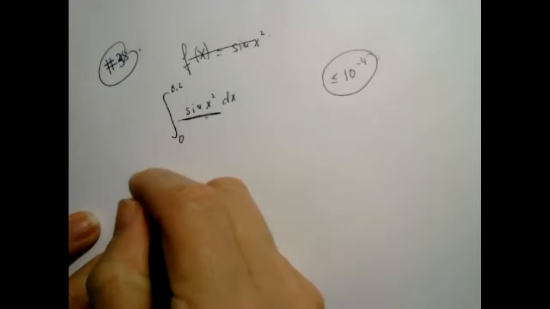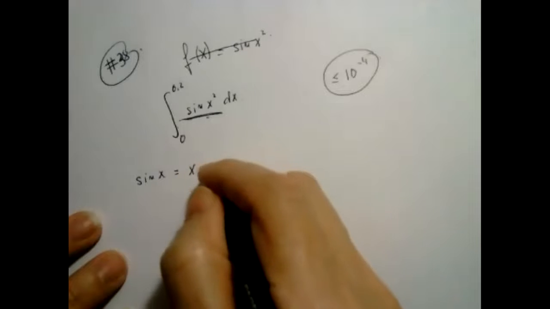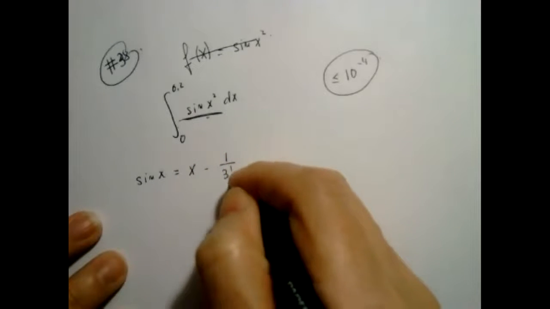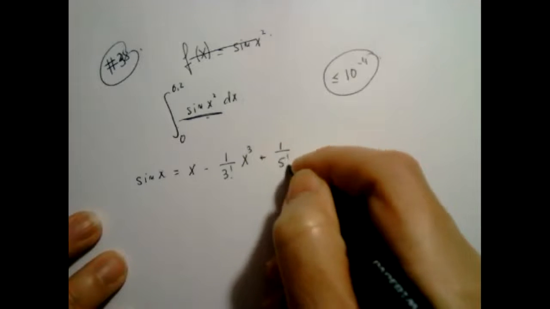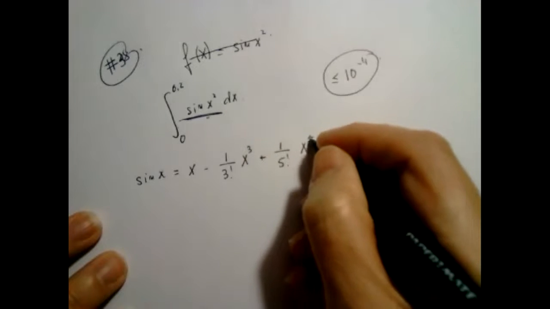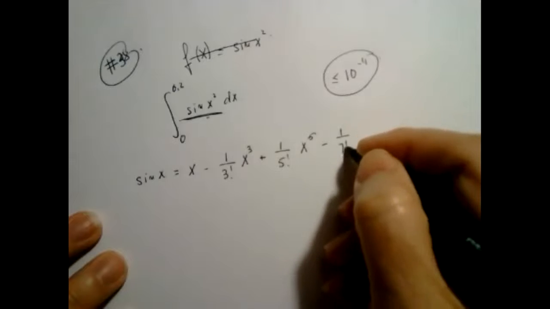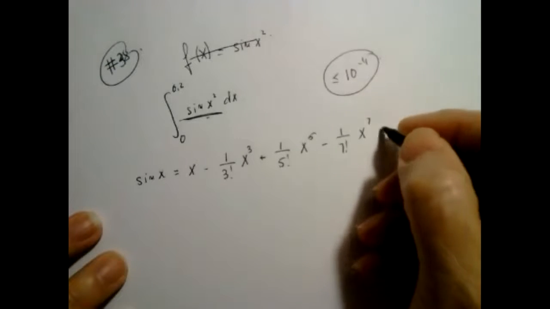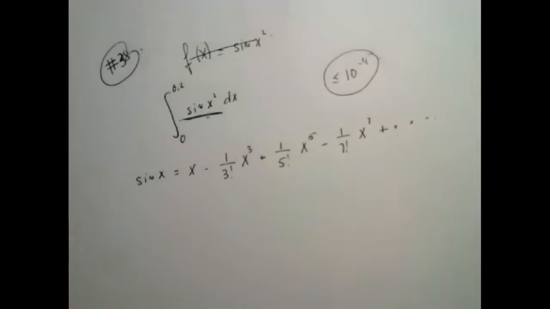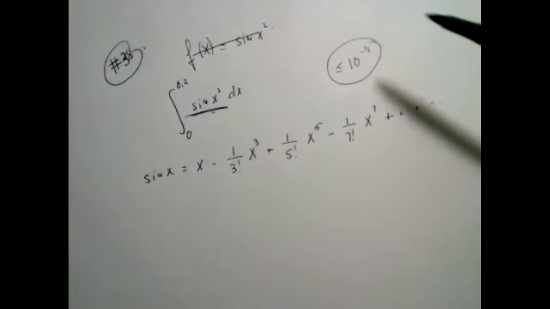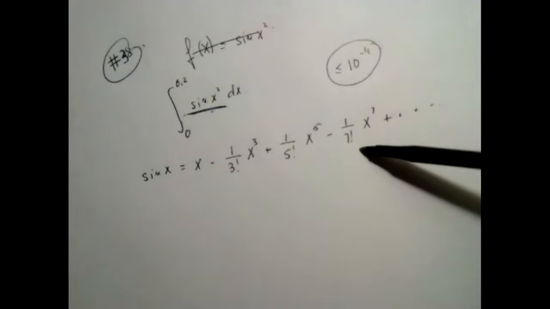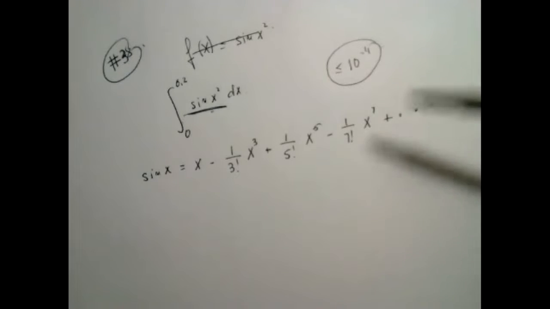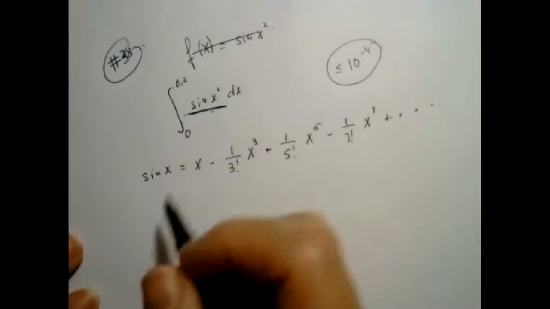So we don't know sine x squared, but we know sine x. So sine x is x minus 1 over 3 factorial x cubed plus 1 over 5 factorial x to the 5 minus 1 over 7 factorial x to the 7 and so on and so forth. Okay. So we know that at the end we want an error less than 10 to the minus 4. So I'm going to stop at the first 4 terms. And if I feel that I need more, I'll add at the end.